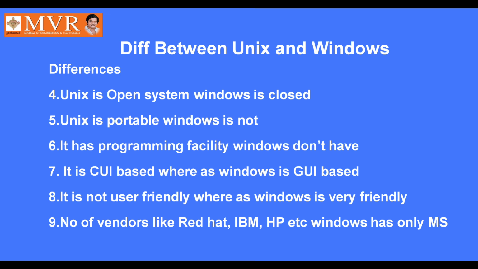And it is CUI based, that means character user interface based, and Windows is graphical user interface. This is the difference which was stated earlier, but nowadays there is not much difference between these two in the graphical versions. Both are similar, both are graphical user interfaces only. And the next one is, Unix is not user friendly, whereas Windows is very friendly. Yes, it's true.